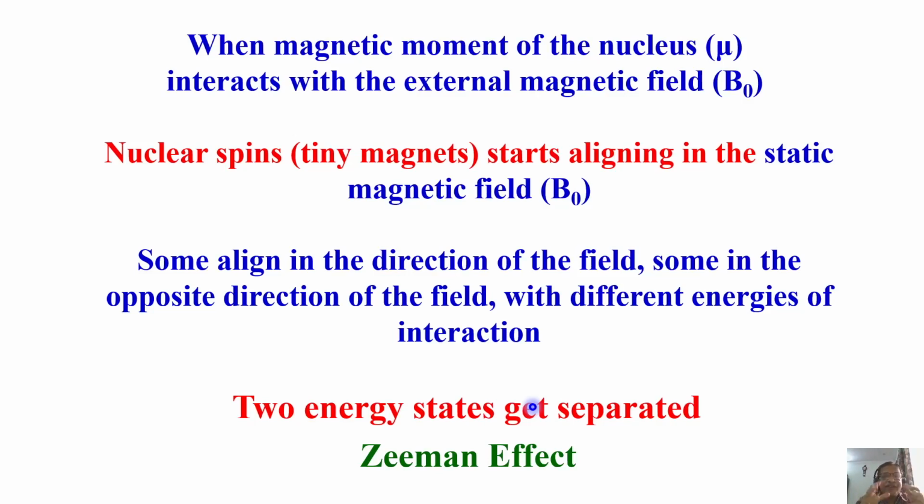When I said what happens because of the interaction of the magnetic moment with the external field, so what? It interacts. How does it interact? This is the consequence of that interaction. The consequence of that interaction is these two energy states, which are two different energies for orientation along the direction of the field and opposite to the direction of the field, they get separated out.